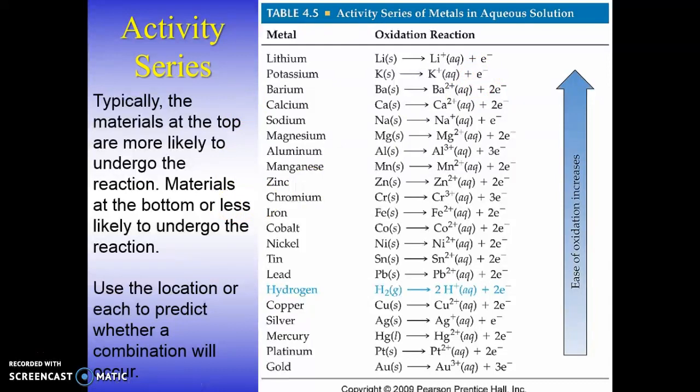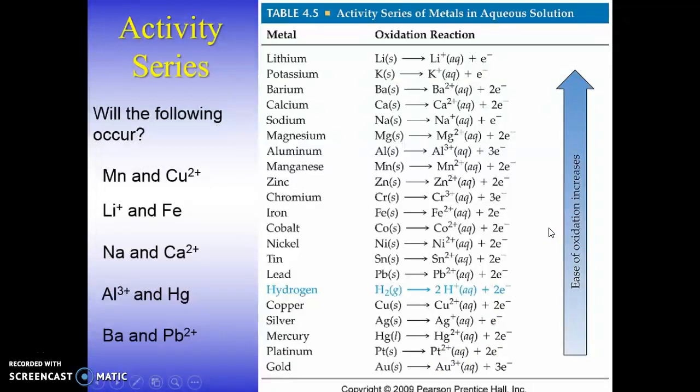Also, when you take a look at an activity series, you have to have the combination of elements. Something's going to undergo oxidation. The other thing is going to have to undergo reduction. So you've got to think about it as the reverse. One of the species you're going to be given will be a reactant species. The other thing you'll be given is the product species.